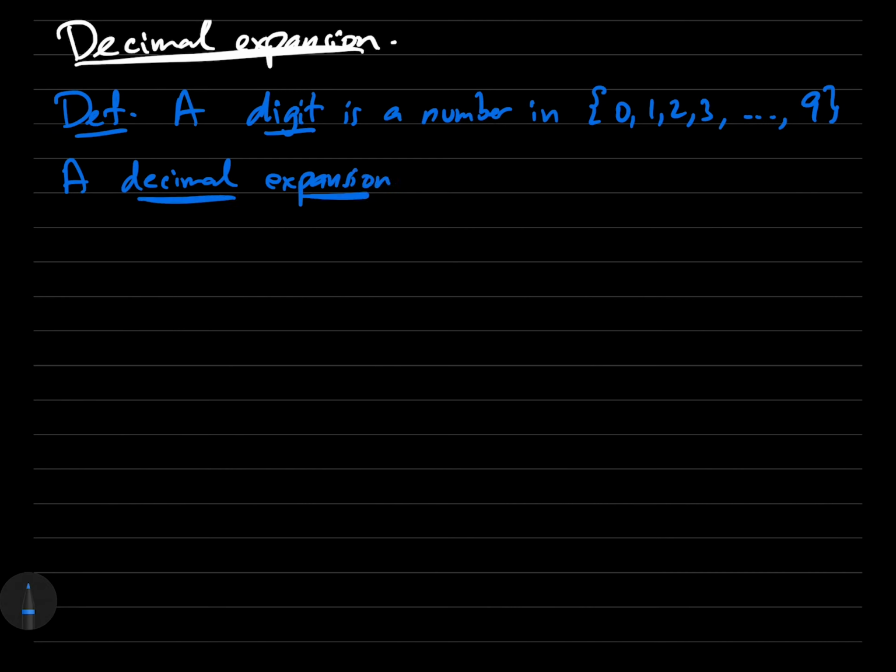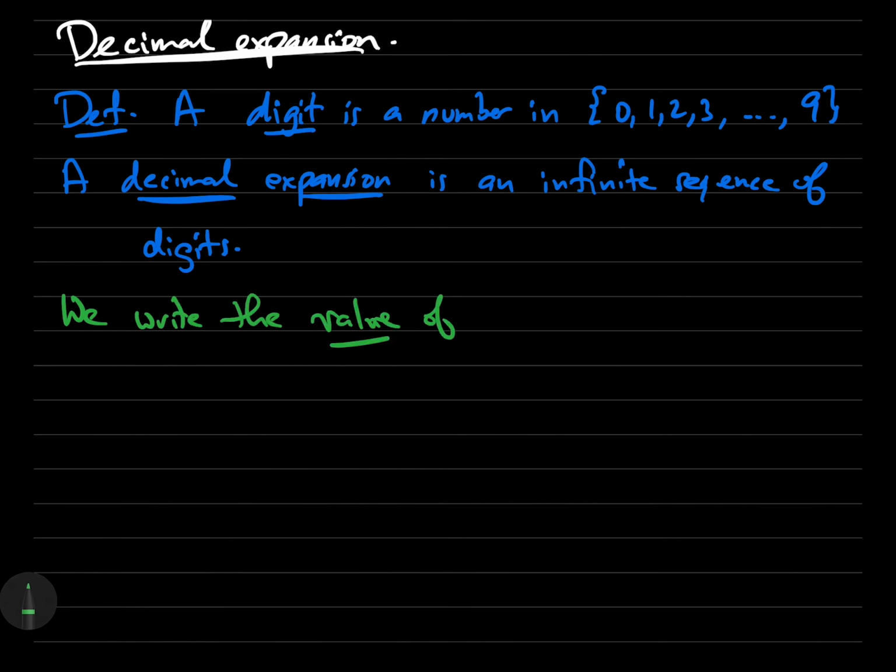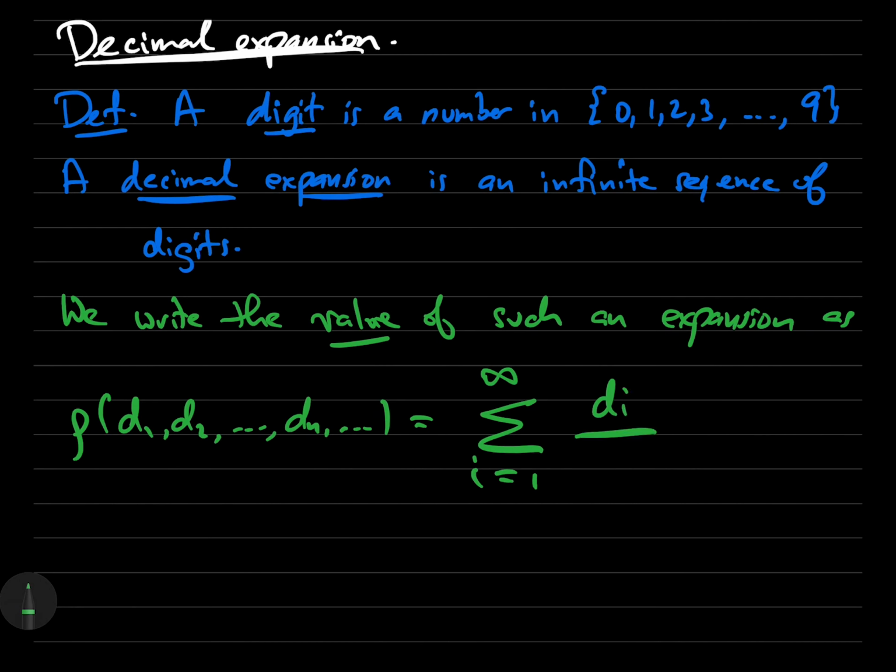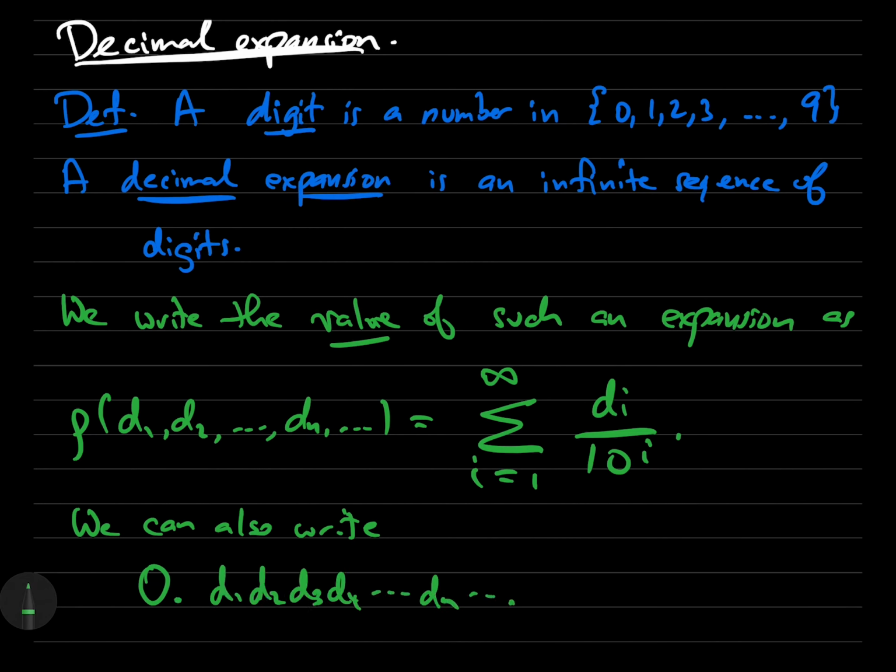A decimal expansion is an infinite sequence of digits. We write the value of such an expansion, sometimes we'll denote this as rho of the expansion, as given by this sum. We take each digit, divide it by an appropriate power of 10, and then add these up. We can also write this as 0 dot d1, d2, d3, d4, and so forth. This is what we classically mean when we talk about a decimal expansion.